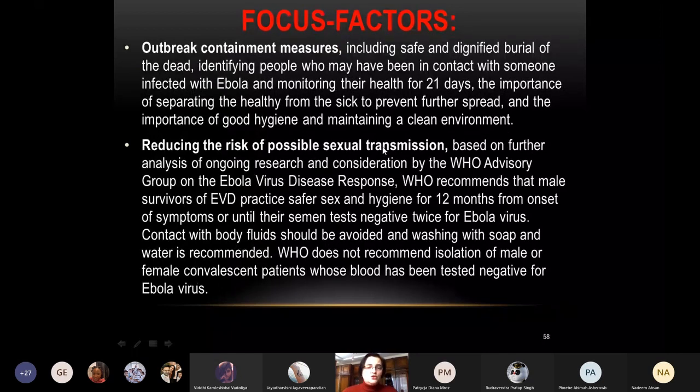Reducing the risk of possible sexual transmission, based on further analysis of ongoing research and consideration by the World Health Organization Advisory Group of the Ebola virus disease response. World Health Organization recommends that male survivors of Ebola virus disease practice safer sex and hygiene for 12 months from onset of symptoms, or until their semen tests negative twice for Ebola virus. Contact with body fluids should be avoided, and washing with soap and water is recommended. World Health Organization does not recommend isolation of male or female convalescent patients.